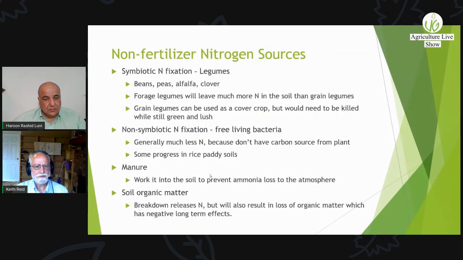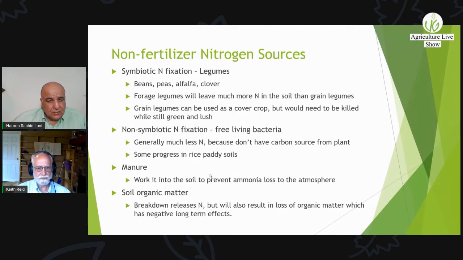So back to nitrogen. If you don't want to use nitrogen fertilizer, would like to build up the nitrogen in the soil for the crops that need it, the first step is going to be to use symbiotic nitrogen fixation. So with legumes. And the legumes, that's beans, peas, alfalfa, clover. There's a number of other legume crops as well.